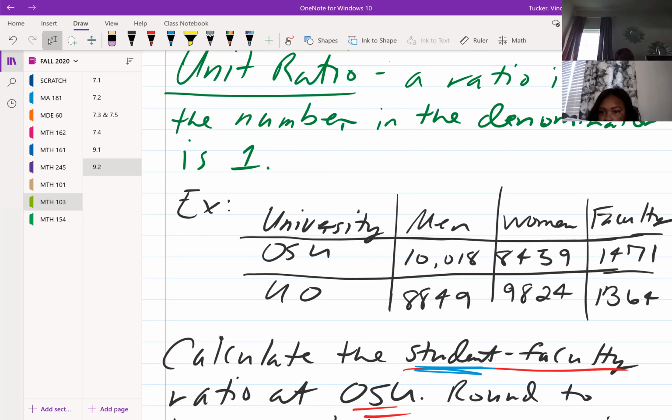8,459 women, 1,471 faculty members. And then at Oregon, University of Oregon, 8,849, 9,824, and then 1,364.